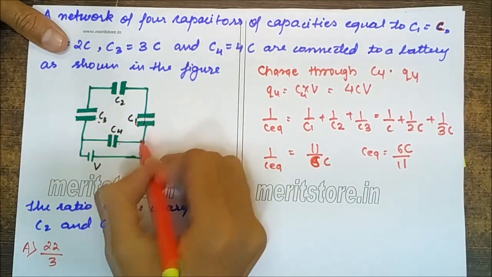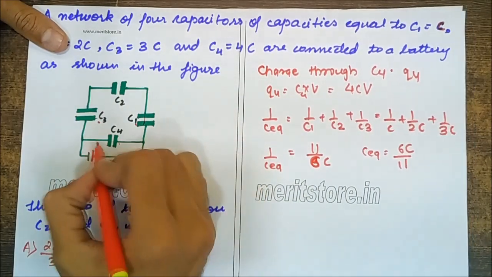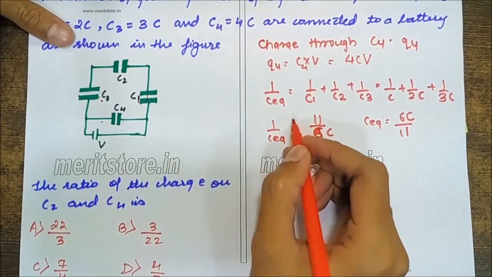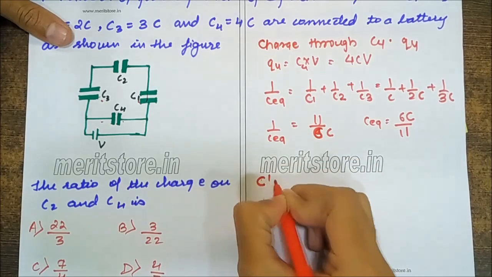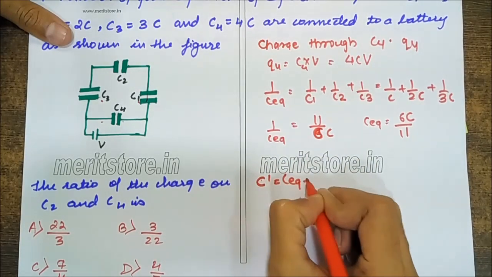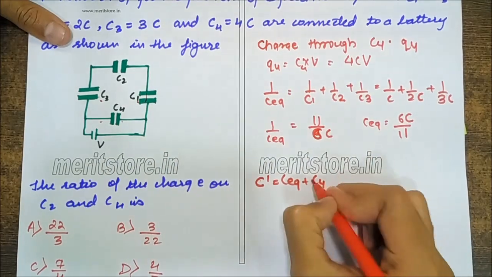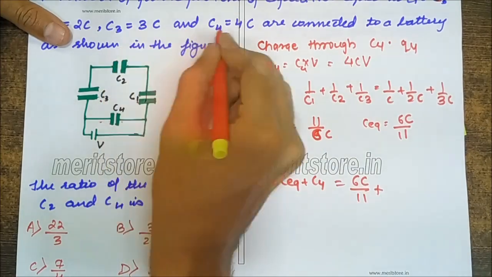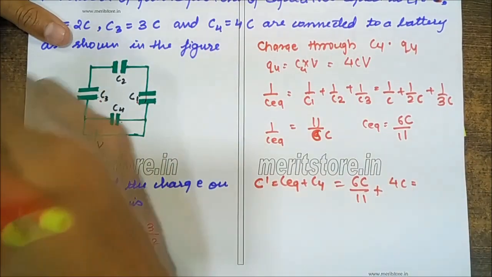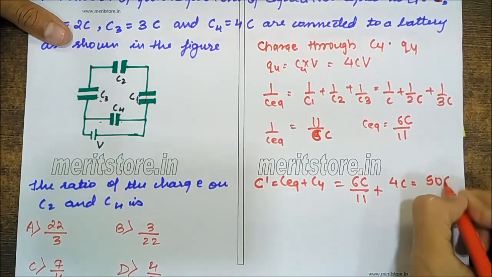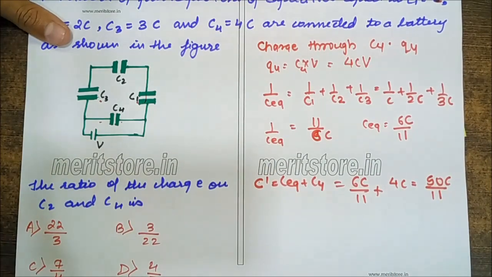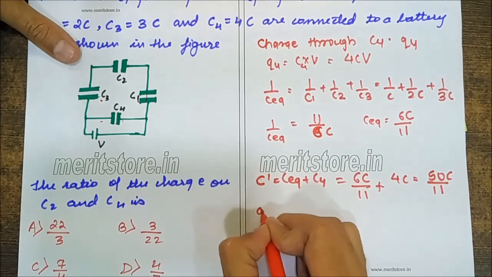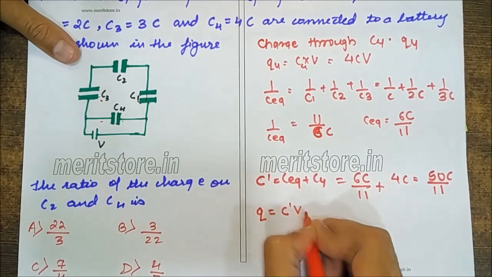Next, the total equivalent capacitance circuit is in parallel connection with C4. So we can have the total parallel combination of both of them, that is the total C dash we have as C equivalent plus C4. As they are in parallel, we add them. So the C equivalent we got is 6C upon 11 plus C4, which is nothing but 4C. So the total capacitance in the circuit will be 50C upon 11. Okay, next we are going to find the total charge. So total charge will be nothing but the total capacitance into V.